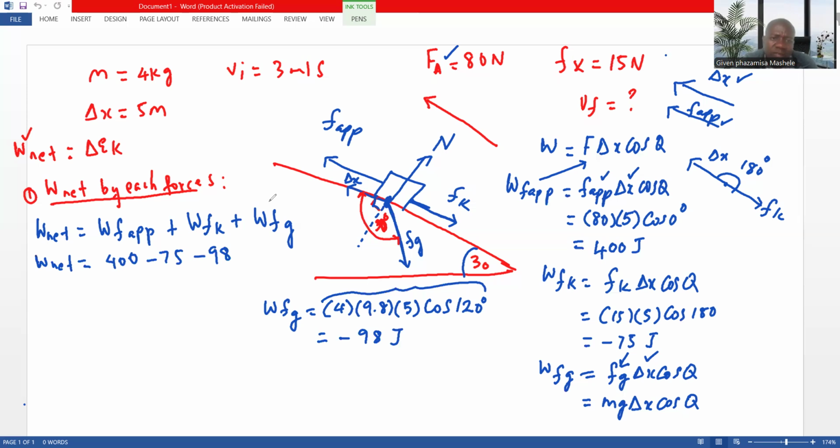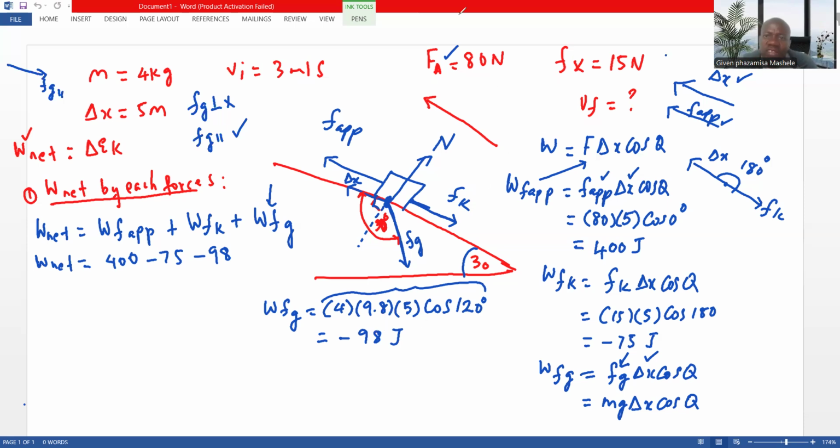And why is the work done by the force of gravity negative? It's because when we resolve the Fg, the force of gravity, into components, it gives us Fg perpendicular and Fg parallel. The only component doing work is the Fg parallel, not this one, because it acts perpendicular to the displacement. But the Fg parallel actually moves in the opposite direction of the object. So it's moving downwards, and the angle between it and delta x is 180. That's why we are getting negative.